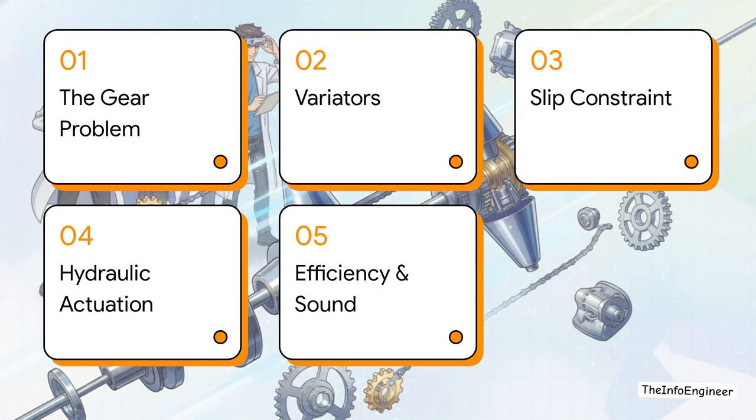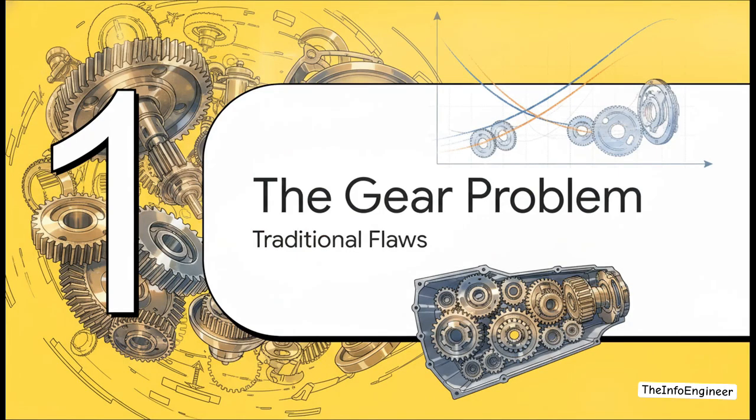Okay, let's dive into the blueprint for our mechanical teardown today. First up, the gear optimization problem, then variators and effective diameter. Third, mastering the slip constraint. Fourth, precision hydraulic actuation. And finally, efficiency, sound, and droning. So, part 1, the gear optimization problem.